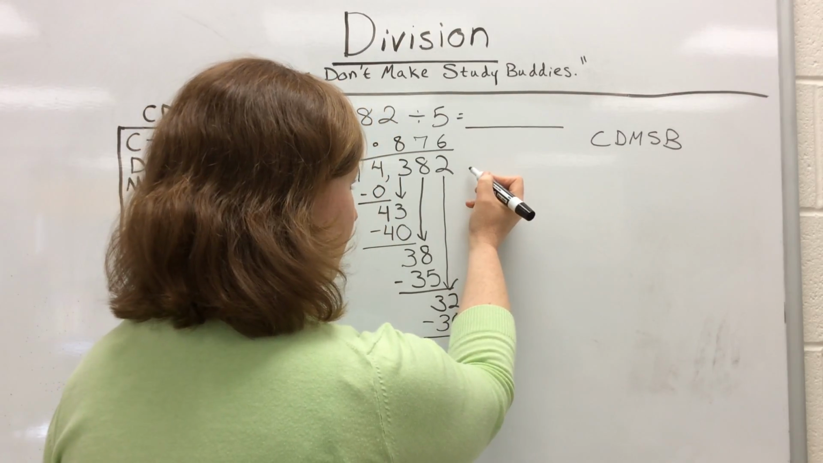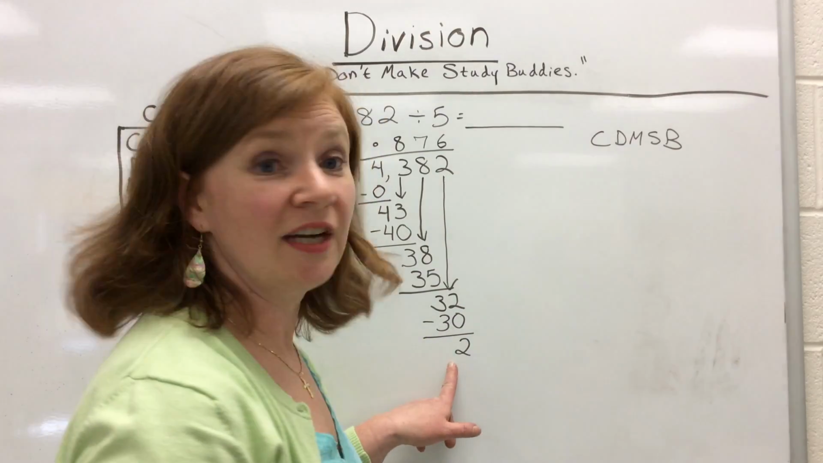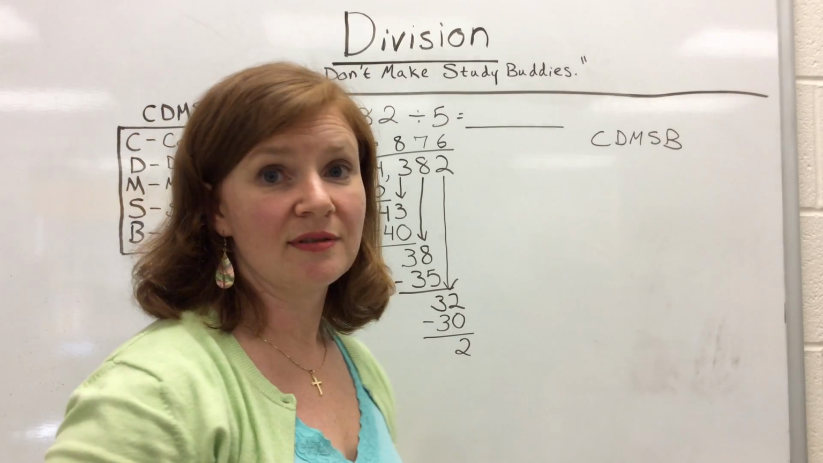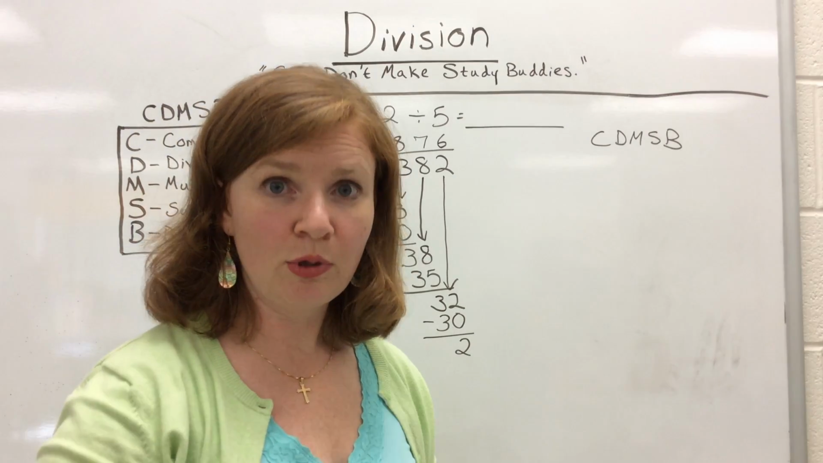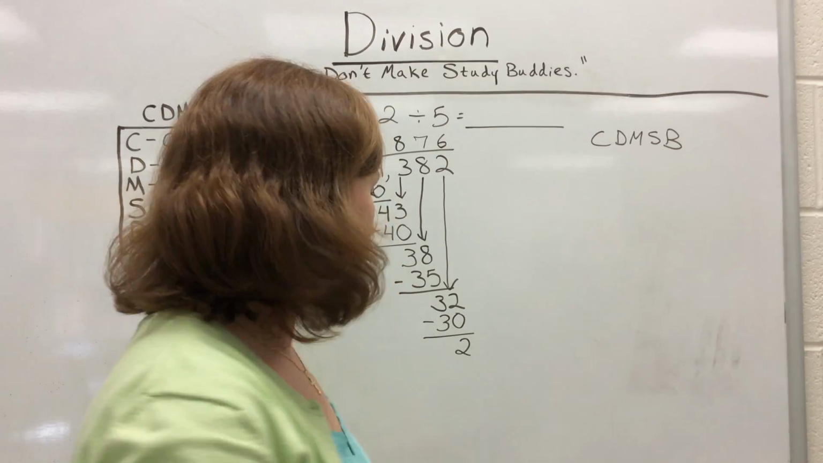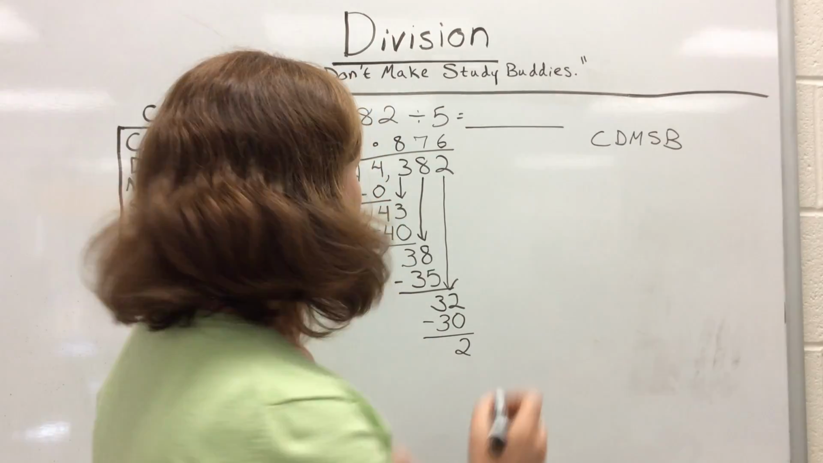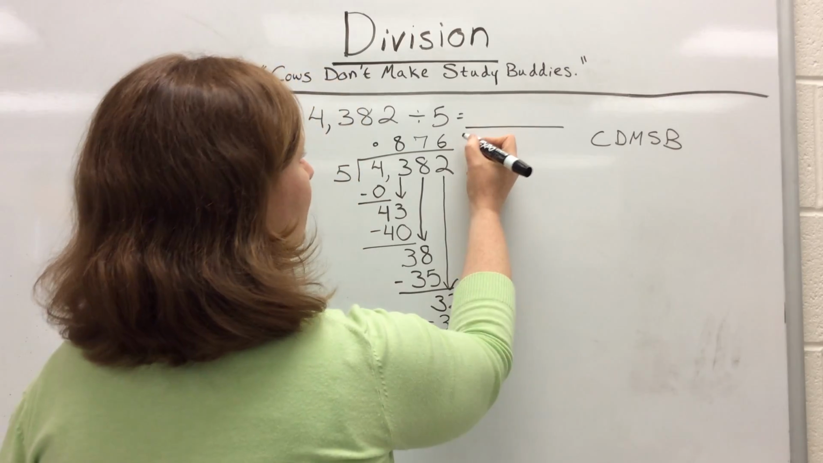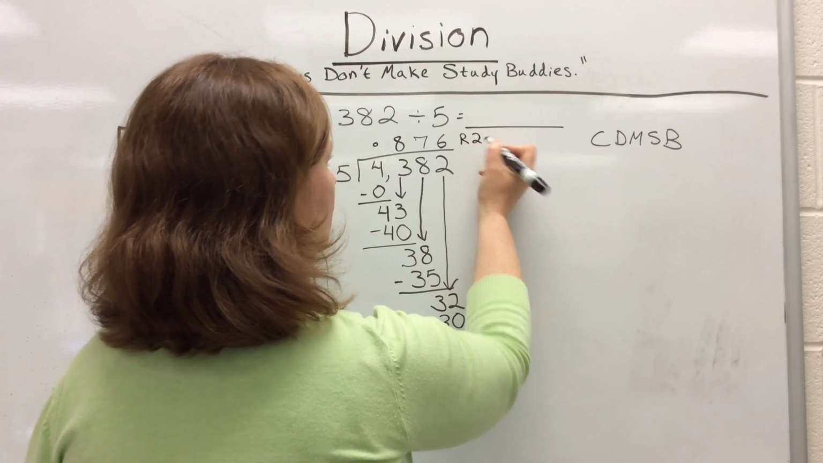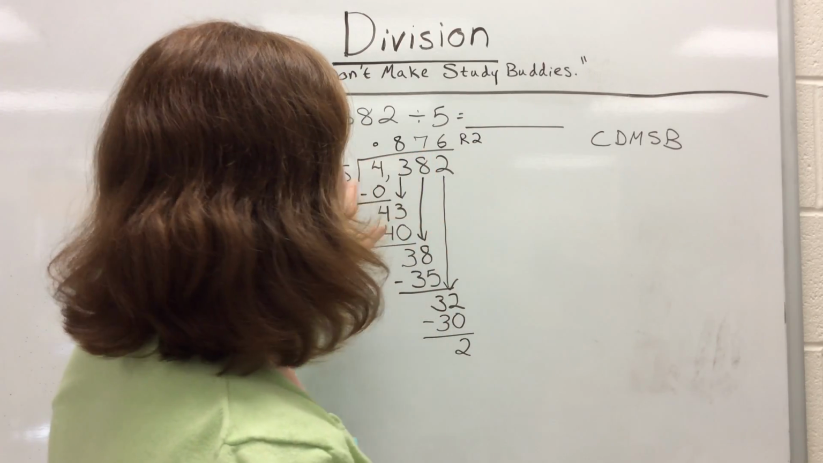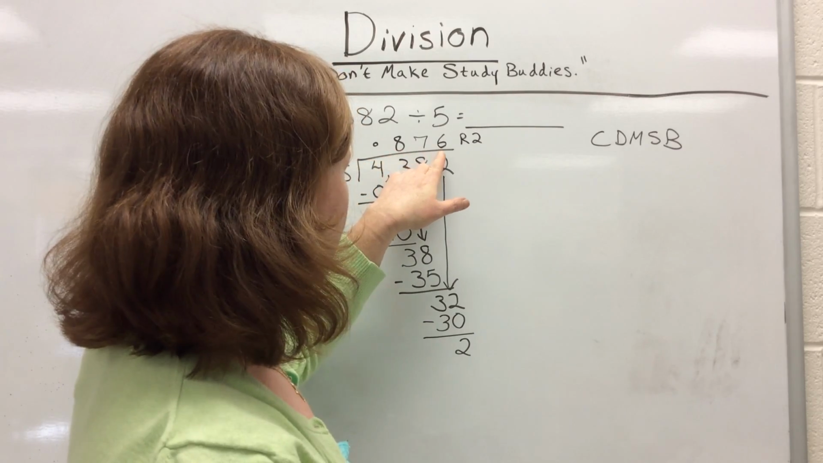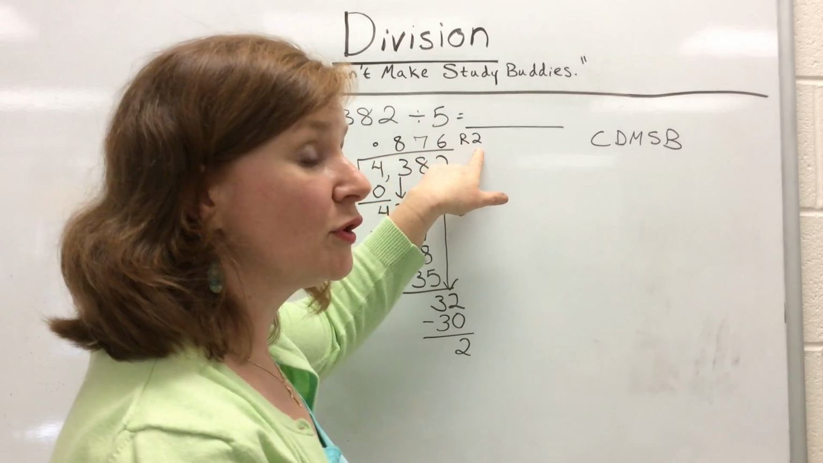I have no more digits to bring down, but I don't have a 0 at the bottom, so I'm not finished yet. I have two choices. I can put a remainder in my quotient, or I could put a decimal in my quotient. If you're going to put a remainder in your quotient, you use this number from the bottom, put an R, and then you put a 2. What that means is that 5 fits into this number 876 times, but there are 2 left over, or 2 remaining.